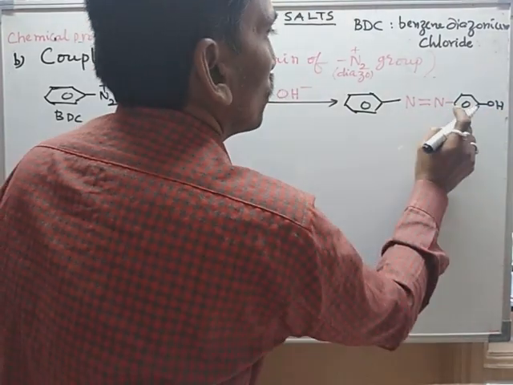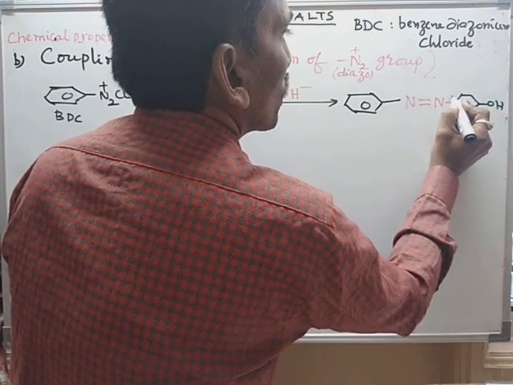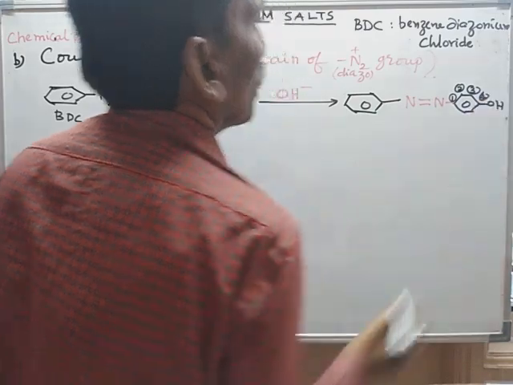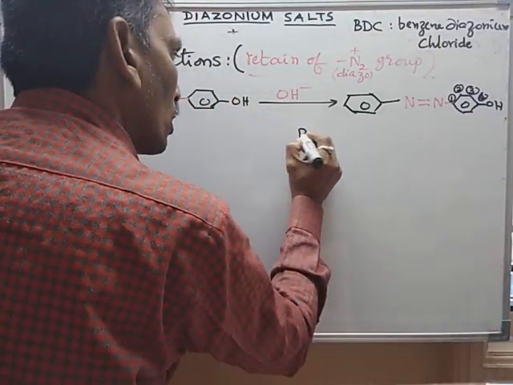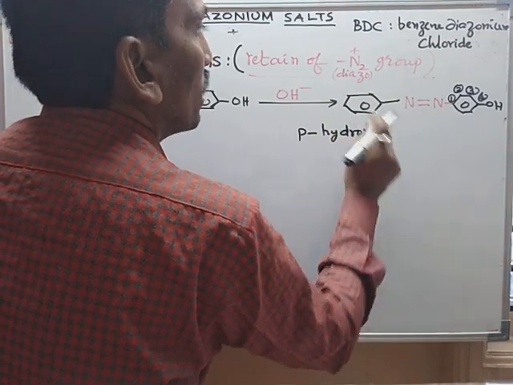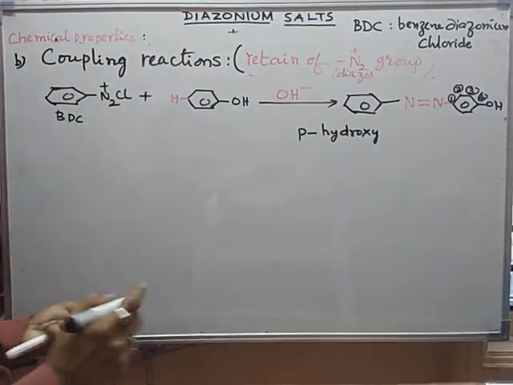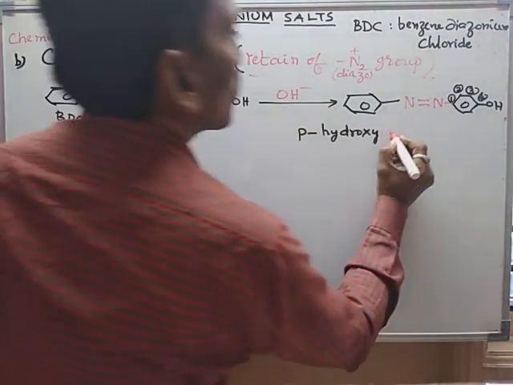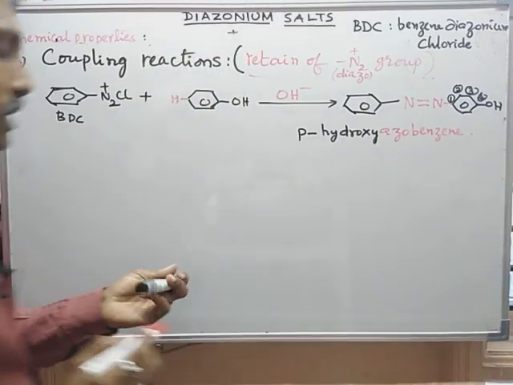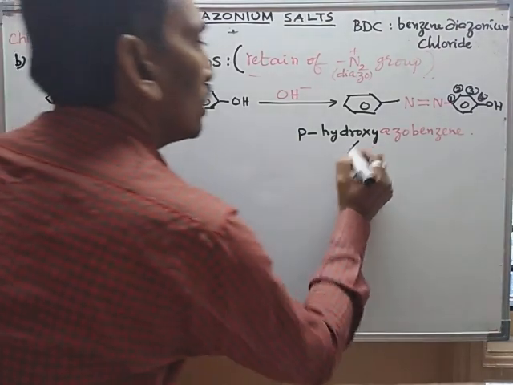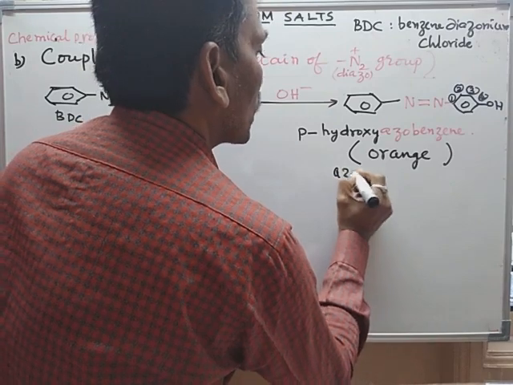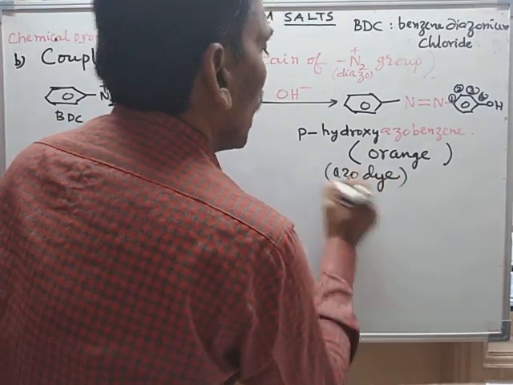With respect to this group, this is first carbon, second carbon, third carbon, fourth carbon. Therefore, it is known as para-hydroxy. The entire structure is known as para-hydroxy azobenzene. It has orange color. These are known as dyes, orange color, and it is an example of an azo dye. Dye is color, and these are azo dyes.